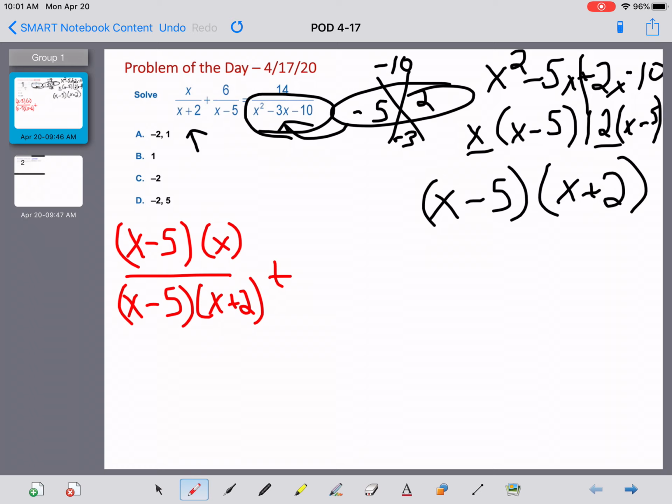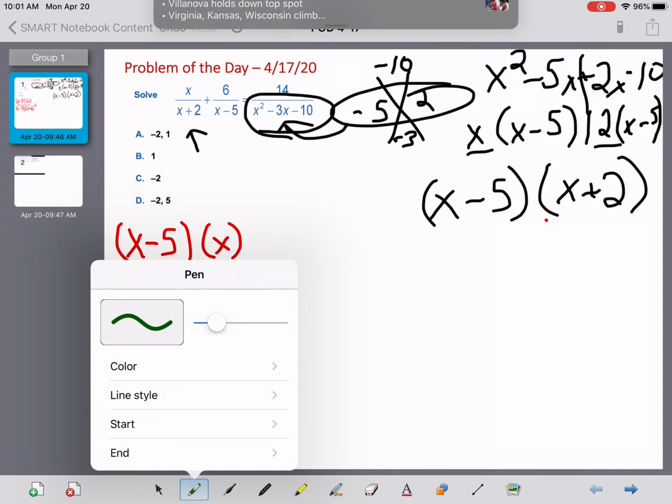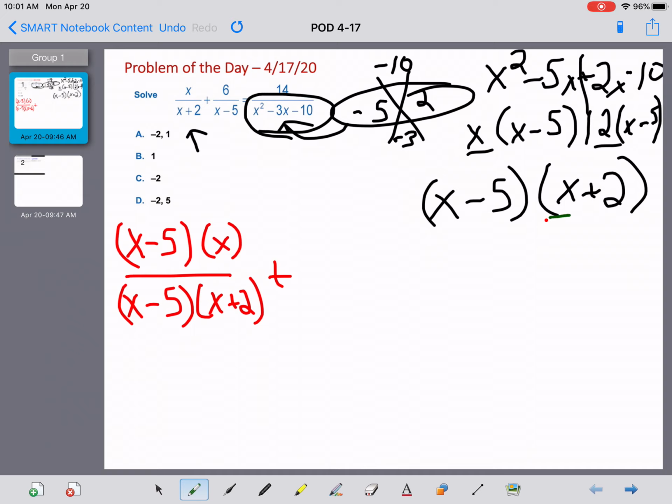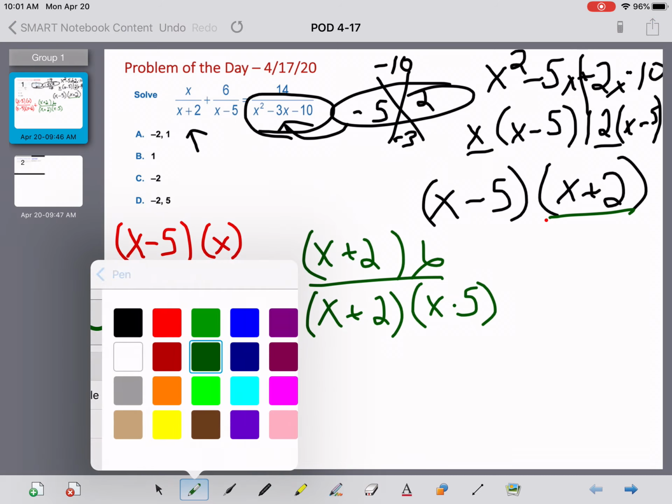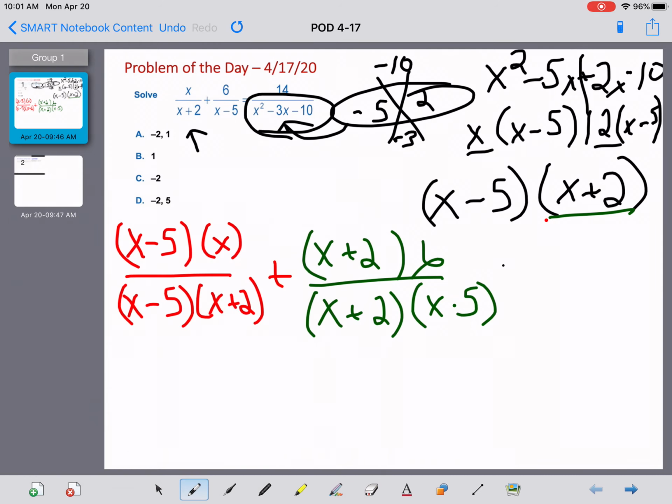Plus, and the next one is missing the x plus 2, so we're going to take x plus 2 times 6 over x plus 2 times x minus 5, and that still equals 14 over x minus 5 times x plus 2.